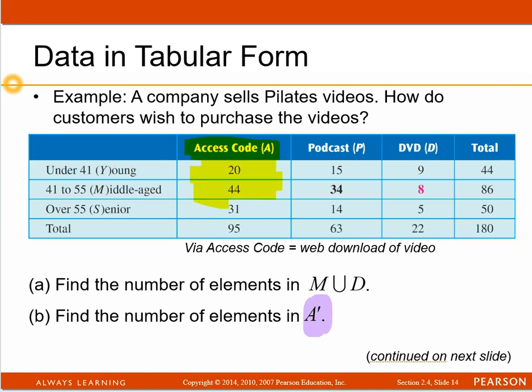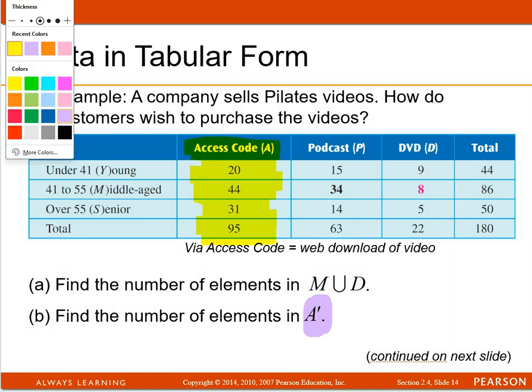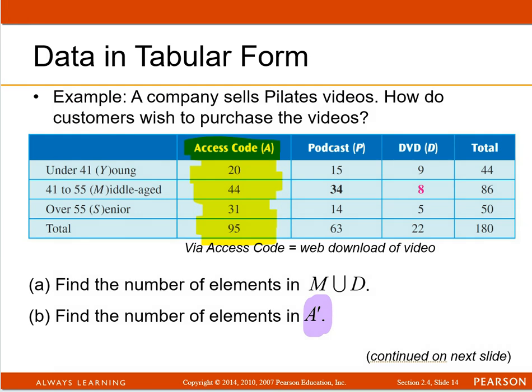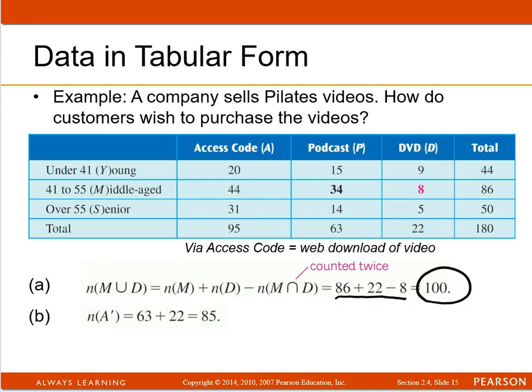This is A, which is all of the information about access codes. You want the complement of that, so that means you want all of the podcasts and all of the DVDs, and there are 63 people who bought podcasts and 22 that bought DVDs, and you just have to add those together because there is no overlap there. So 63 and 22 gives you 85. All right.